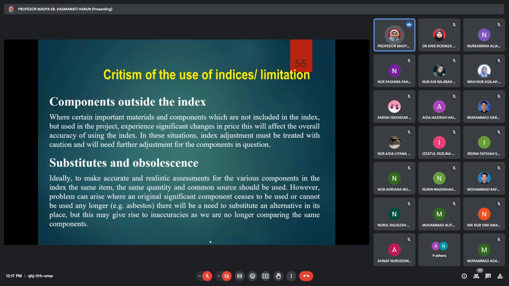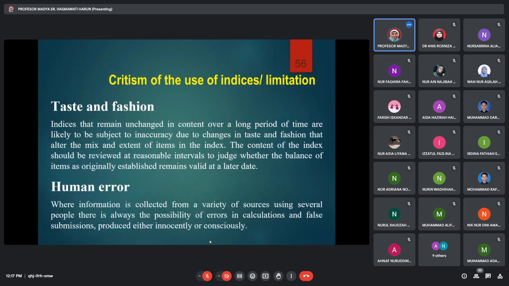Components, outside index and substitute and obsolescence. Saya dah cakap dah tadi ya. Obsolescence adalah product that no longer being used. Dulu rumah mak-mak kita dibuat daripada siling asbestos. Termasuk rumah mak saya lah. Tapi asbestos ni toxic. So dia dah kena replace. So asbestos memang dah dianggap sebagai obsolescence. Kalau ada pun kena substitute. So all these things saya dah sebut tadi tu. Taste dan fashion saya pun dah sebut tadi ya. Kadang-kadang kita berubah cita rasa.